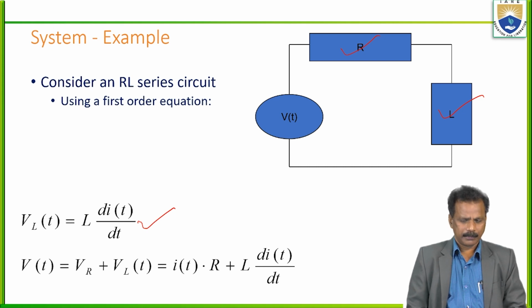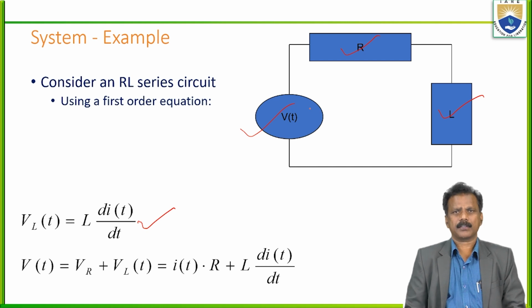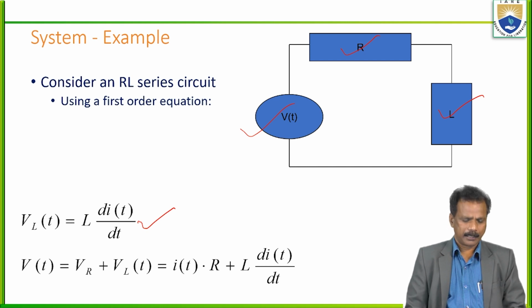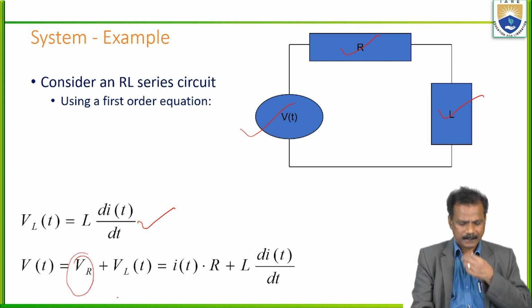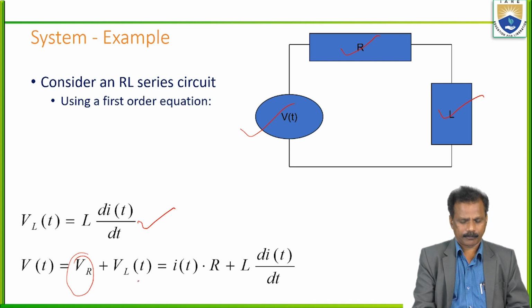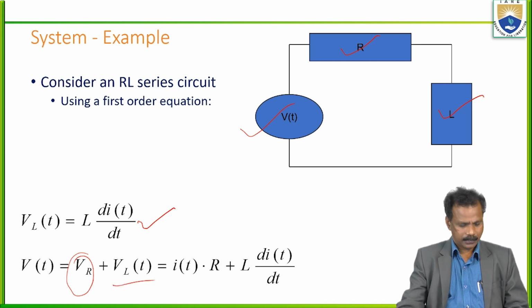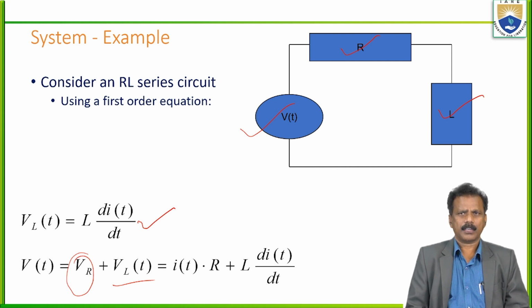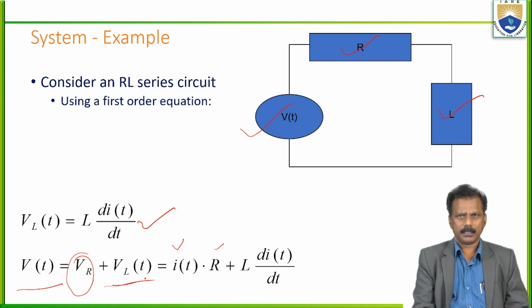Next, from that circuit, if you try to calculate V of t, V of t is equal to VR plus VL of t. VR plus VL of t is equal to I of t into R, in terms of V equal to IR. That means V of t is equal to I of t into R plus L into di of t by dt.